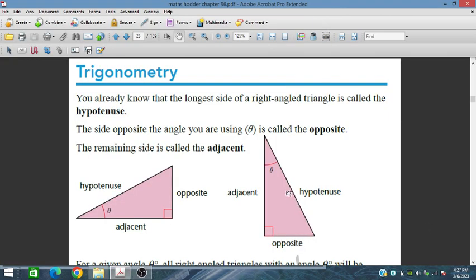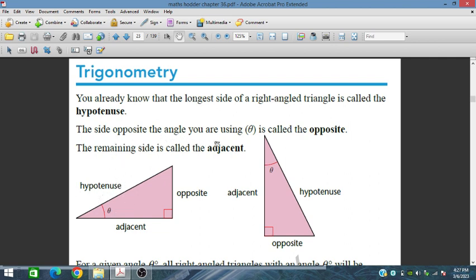Bismillahirrahmanirrahim. In this session, we will discuss trigonometry and its fundamentals and basics. In trigonometry, we actually discuss the right angle triangle. In a right angle triangle, the longest side is called the hypotenuse.